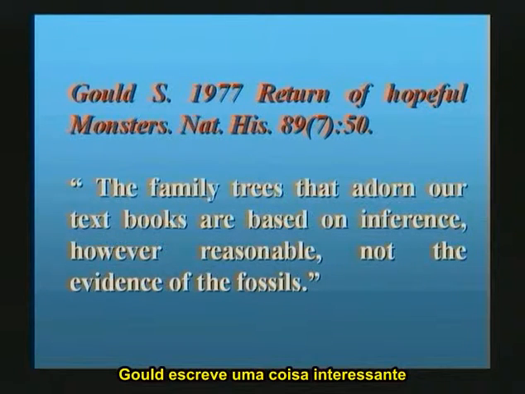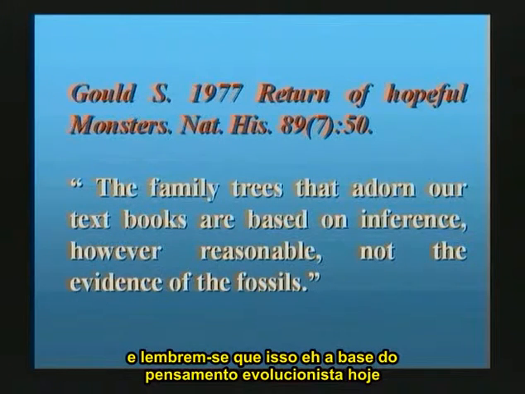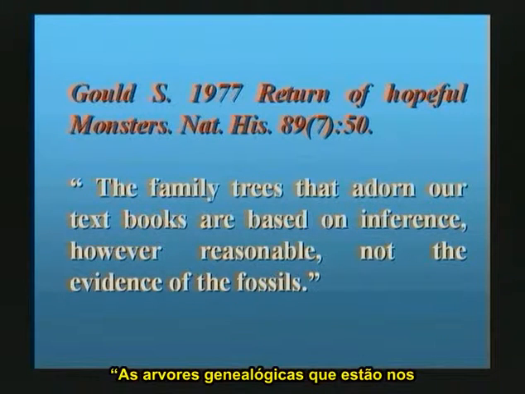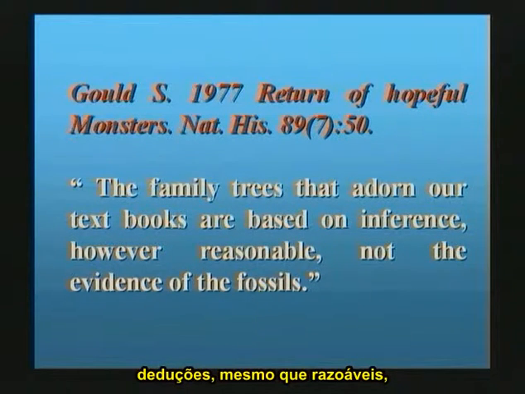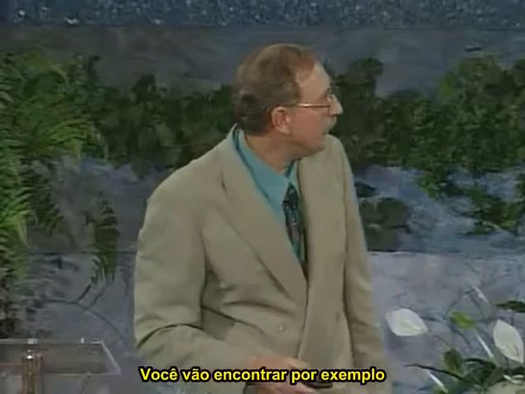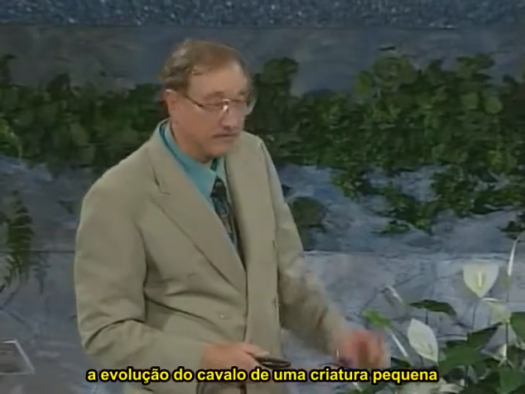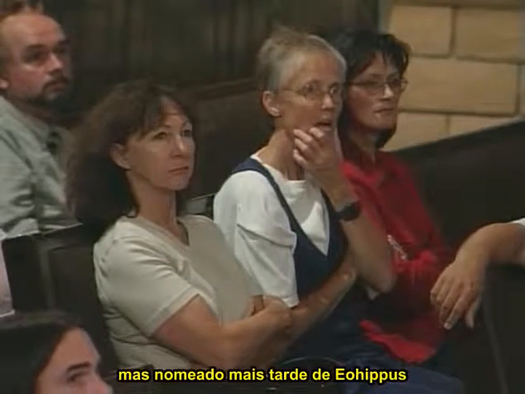Stephen Jay Gould says something interesting about the fossil record as well. And notice what he says. Now remember, again, this is the doyen of evolutionary thinking today. The family trees that adorn our textbooks are based on inference, however reasonable, not the evidence of the fossils. If you go into a museum, you will find, for example, the evolution of the horse from the small creature, Hyracotherium it was originally, then they named it Eohippus.